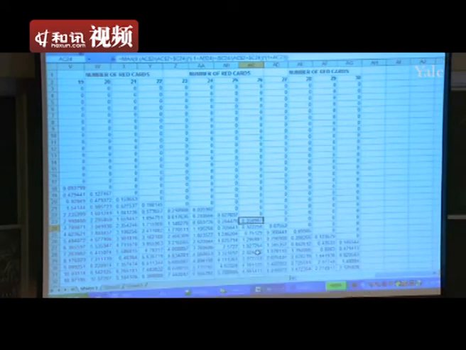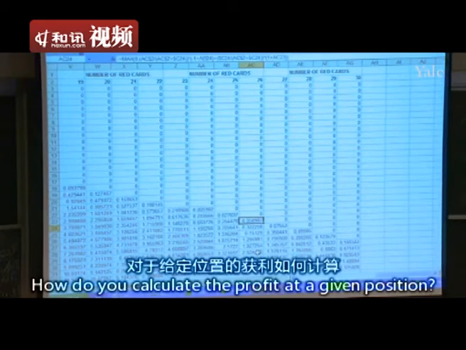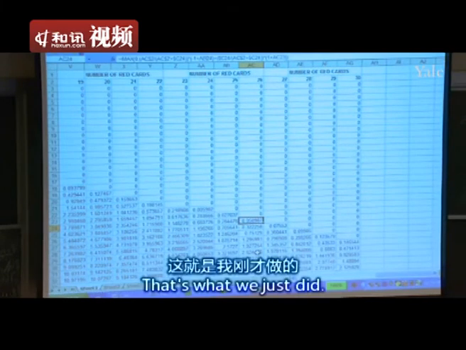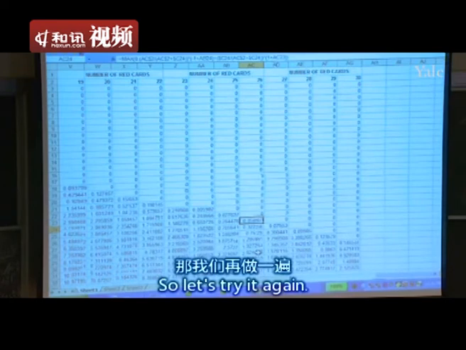I'm going to pause for a second. Yes? How do you calculate the profit at a given position? Okay, that's what we just did. So let's try it again.